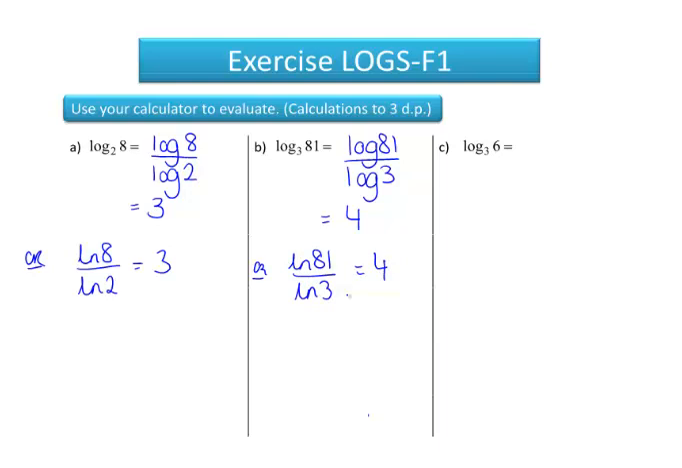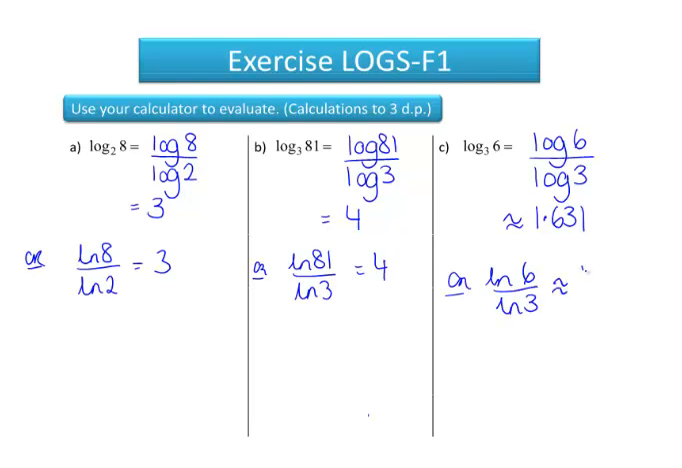Last one, log base 3 of 6, so that would become log of 6 over log of 3. Plug that into your calculator, and this one is not an exact answer, so I need an approximate sign, and it's 1.631. Alternatively, ln of 6 over ln of 3, and you get that same answer.